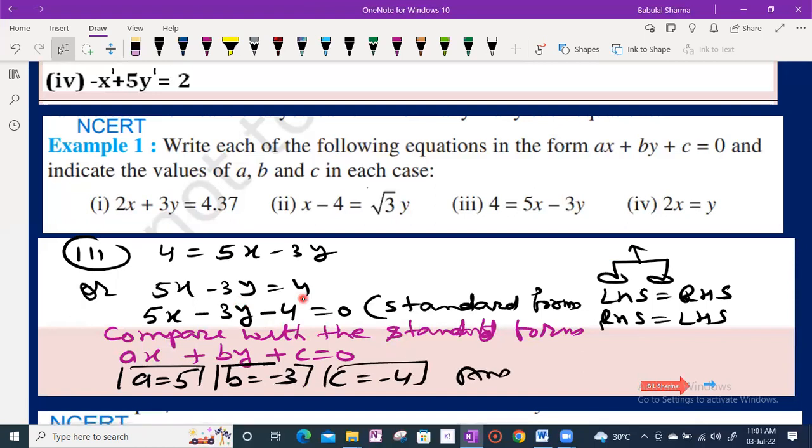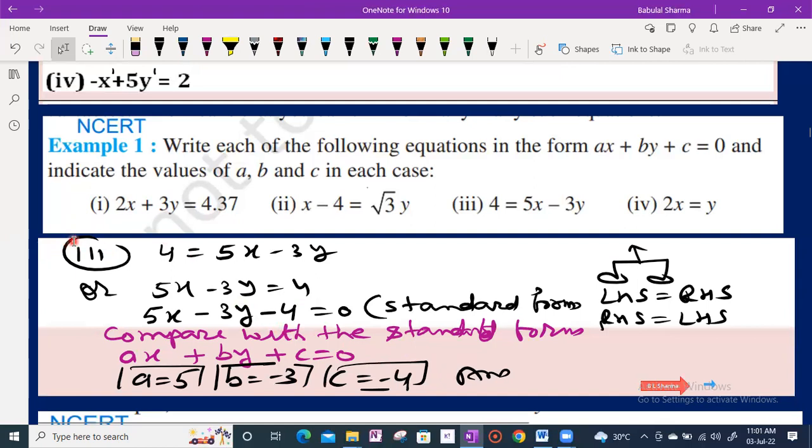This is the answer of this question. Standard form में कैसे लिखा हमने 5x minus 3y minus 4 is equal to 0, और फिर हमें after writing in the standard form we have to find out the value of a, b and c. So here a is 5, b is minus 3 and c is minus 4. Answer.